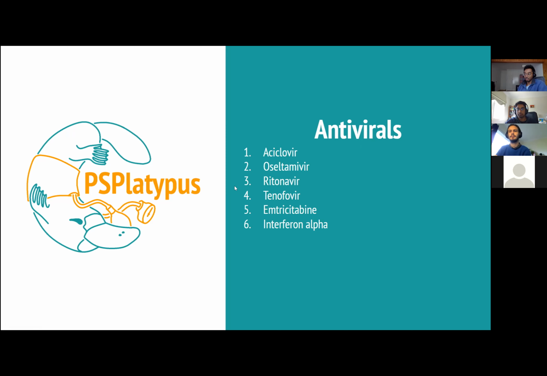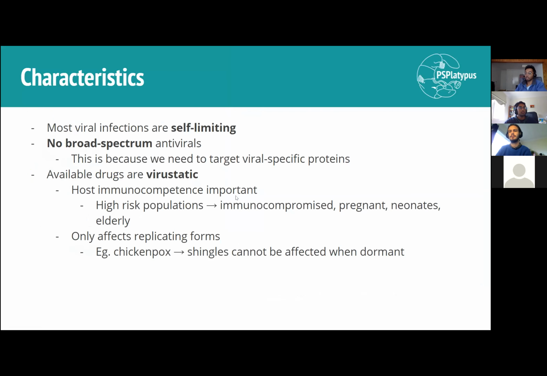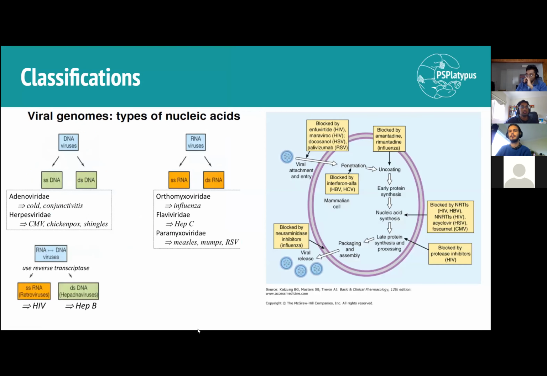But I'll move on to antivirals. Okay, so viruses can be classified in a bunch of different ways. So we can have DNA viruses and RNA viruses, and within DNA viruses, we can have single-stranded DNA or double-stranded DNA. RNA, we can have single-stranded RNA or double-stranded RNA. And there's a bunch of different viruses under each of those classifications.